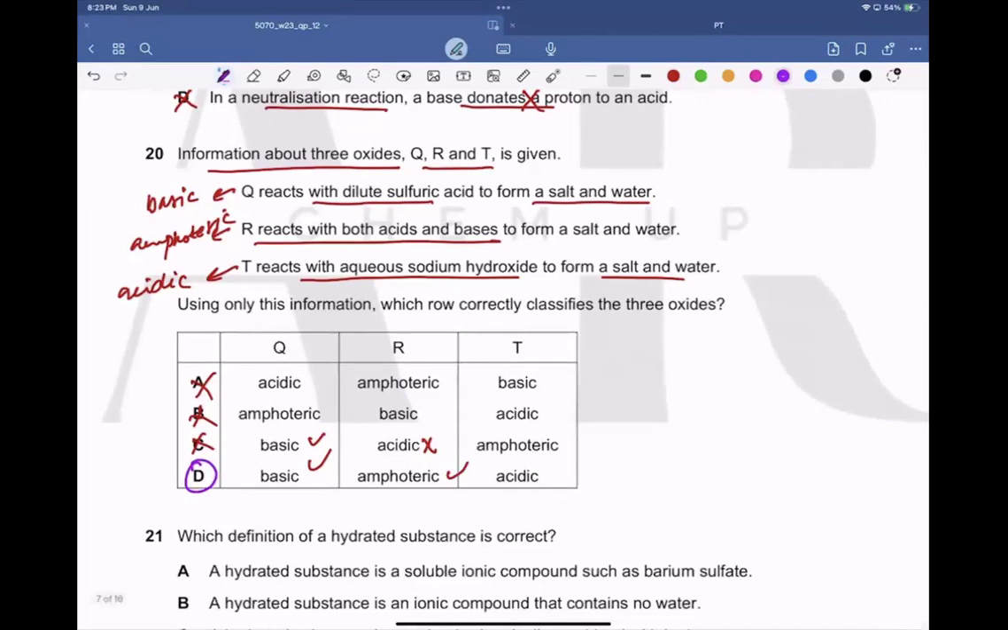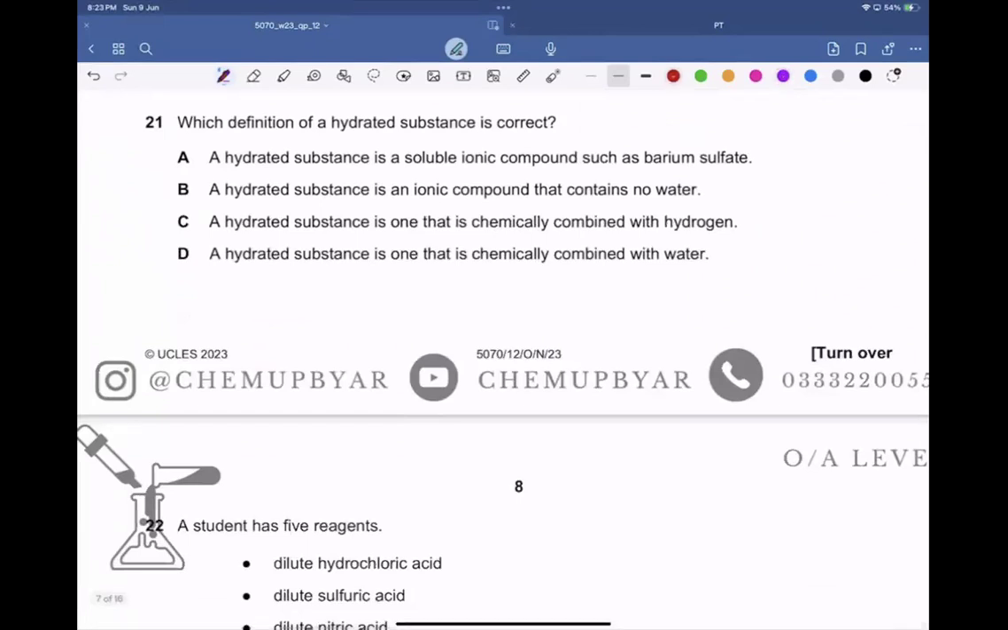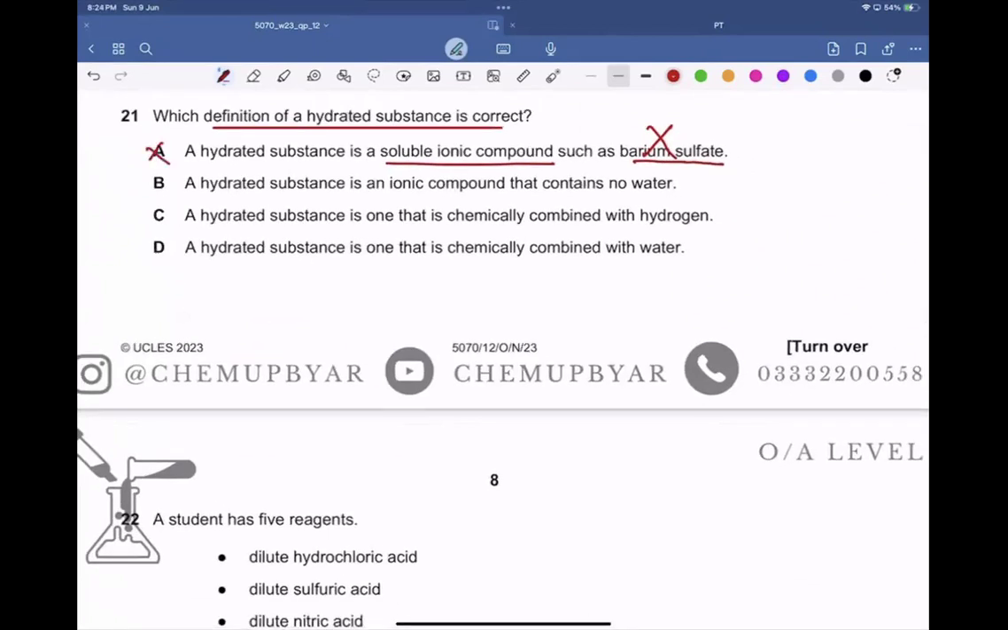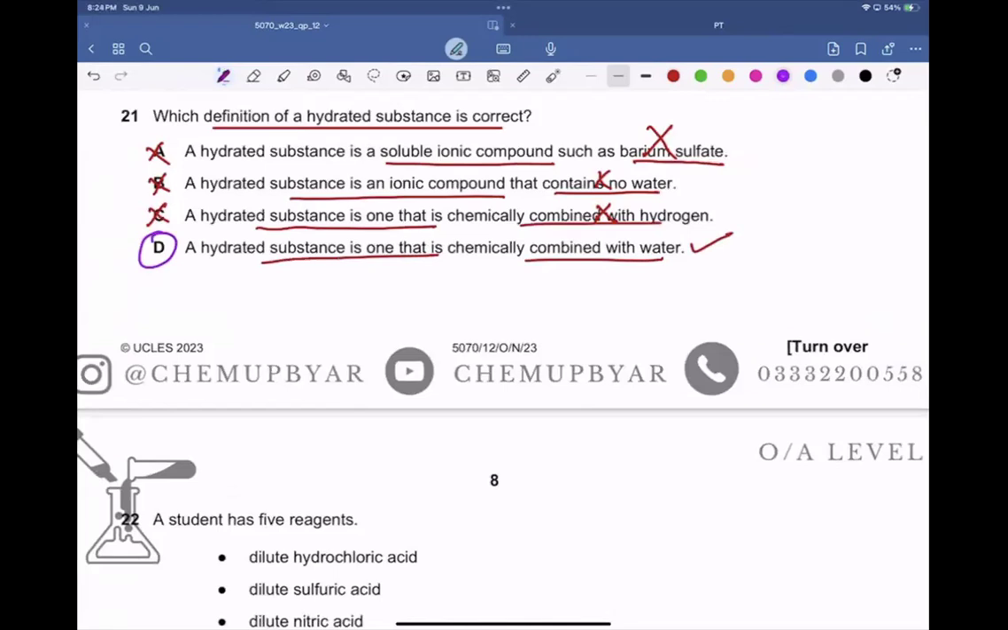Now, question number 21. Which definition of a hydrated substance is correct? A hydrated substance is a soluble ionic compound such as barium sulfate. So first thing, barium sulfate is insoluble. Hydrated is the one which has water of crystallization in it, right? A hydrated substance is an ionic compound that contains no water. No, they do contain water. B goes wrong. A hydrated substance is one that is chemically combined with hydrogen. Not at all. That is also wrong. A hydrated substance is the one that is chemically combined with water. Yes, that it is. So D is the correct answer.